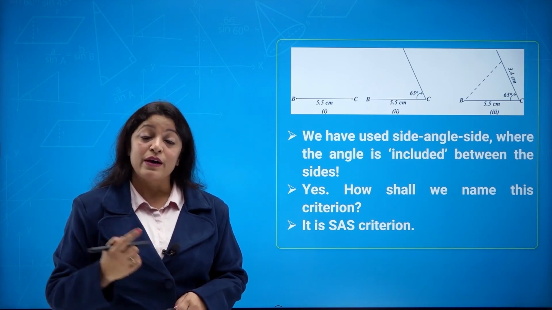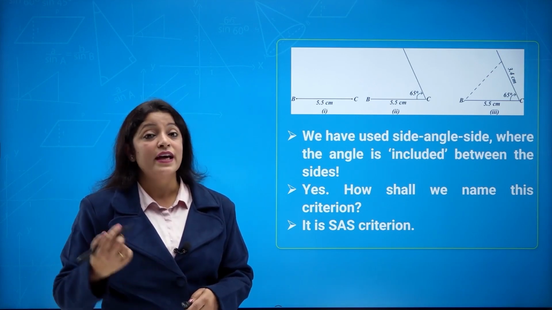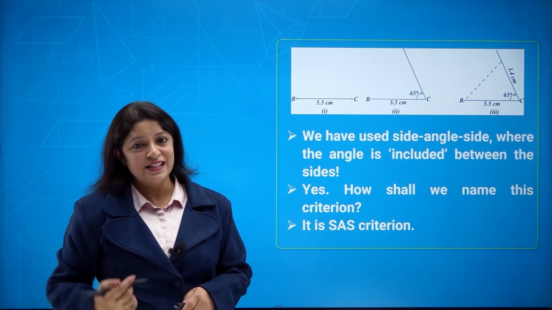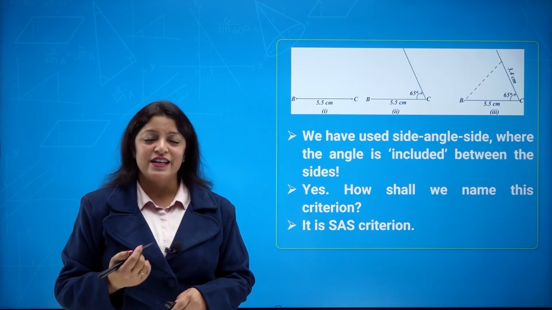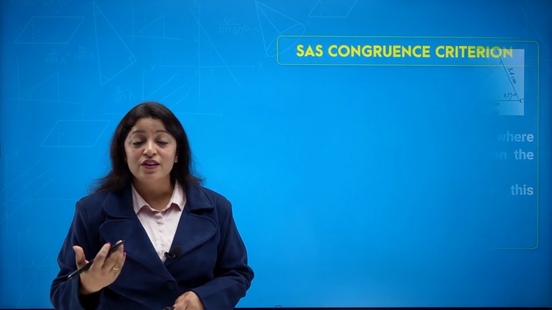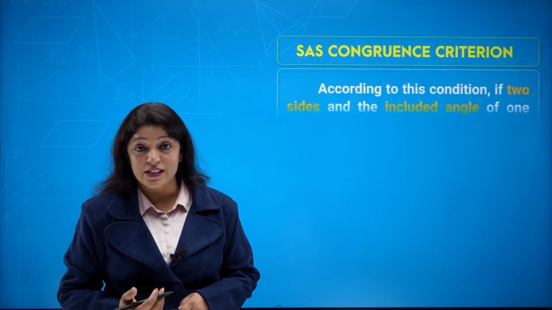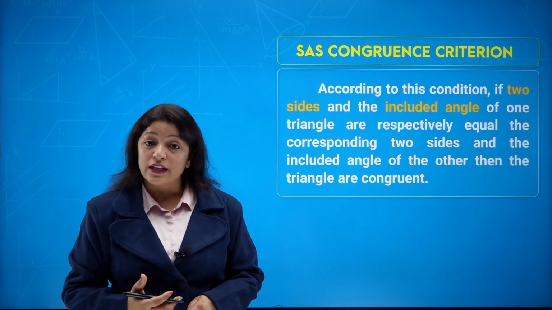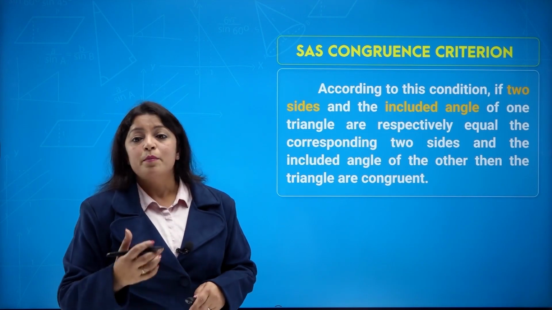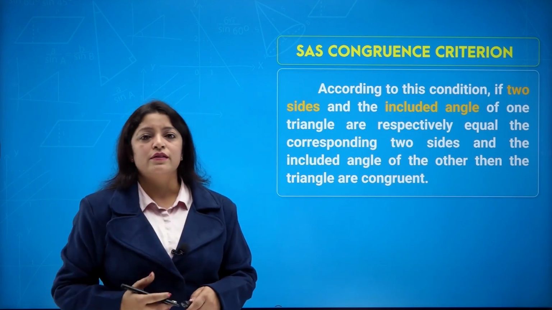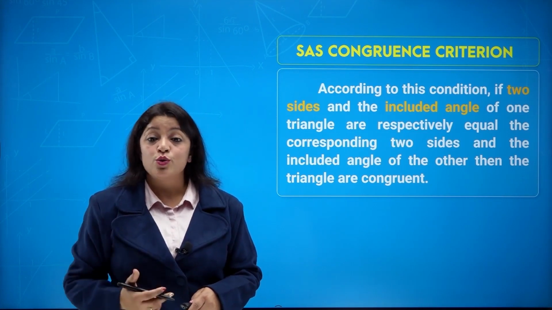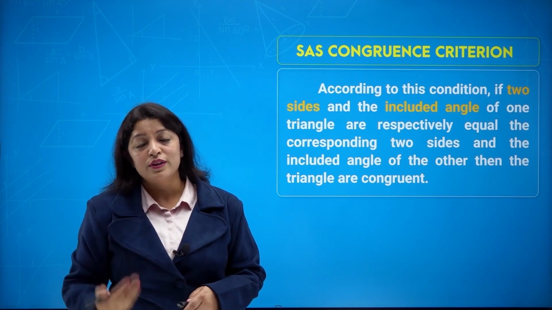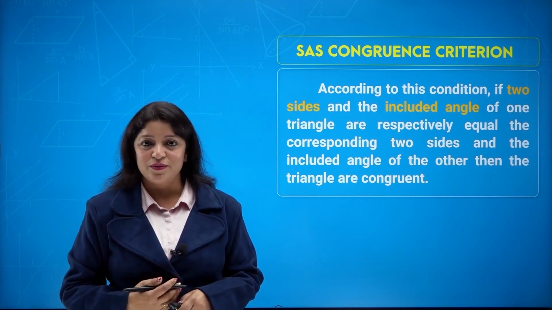So the first criteria by which we can find the triangles are congruent was the SSS criteria, that is side, side, side criteria. The second one is the SAS criteria, that is side, angle, side criteria. Are there any other criterias also? So yes, but before this, let's conclude this SAS, that if two sides and the included angle between the two sides of one triangle is respectively equal to the two sides and the included angle of another triangle, then they are congruent to each other.